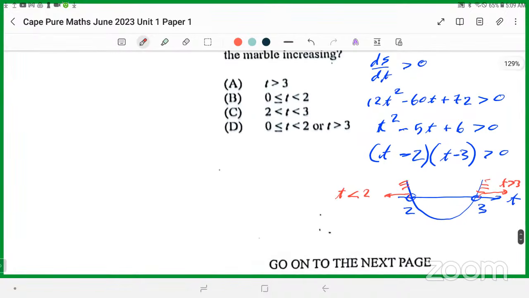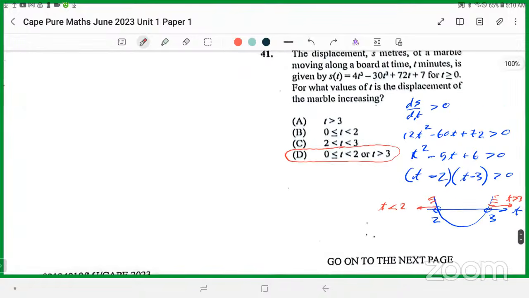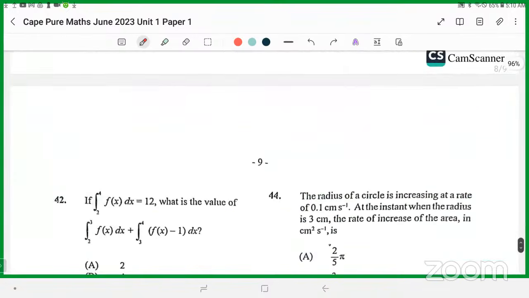But then t can be 0, right? So this is it. Less than 2, greater than 3. But they say greater than or equal to 0 because they start at 0. That's why I have this part here. All right, but this is the answer right here. Less than 2, but greater than or equal to 0 since time can't be negative, and greater than 3. That's it.